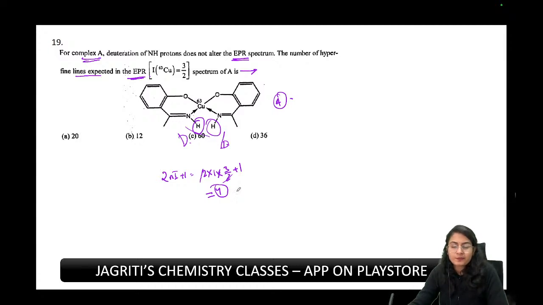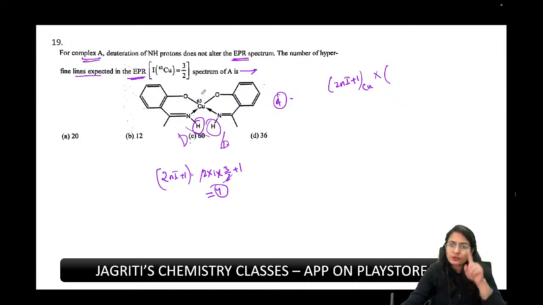Yes, it is the Drago's rule. So we are only counting for copper. एंड चलो ठीक है एक ही साथ में मल्टीप्लाई करते हैं rather than doing the multiply in the end. So we are only finding out 2nI plus 1 for the copper multiplied by इलेक्ट्रॉन कहाँ है, इलेक्ट्रॉन तो कॉपर के ऊपर ही है. It is a 3d9 system. 3d9 is let's say dx square minus y square में एक अनपेड इलेक्ट्रॉन है, मान लो कोई बात नहीं.